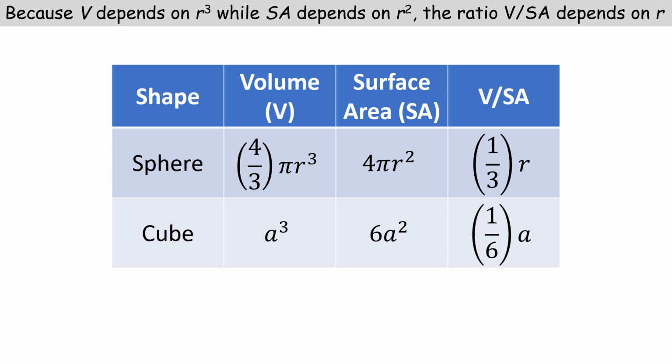Since volume and surface area depend on size differently, their ratio is not independent of size. In fact, the ratio of volume to surface area directly depends on the size. Larger objects have a larger ratio of volume to surface area. You can see this for both the sphere and the cube. Although the exact expression for the ratio V over SA is slightly different, both formulas contain the essential fact that the ratio is dependent on the size, either expressed as r for a sphere or a for a cube.